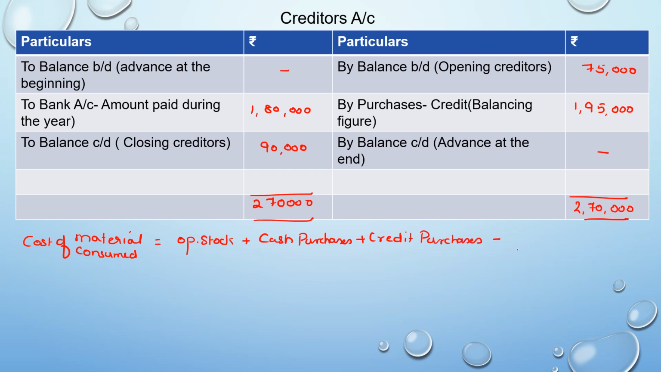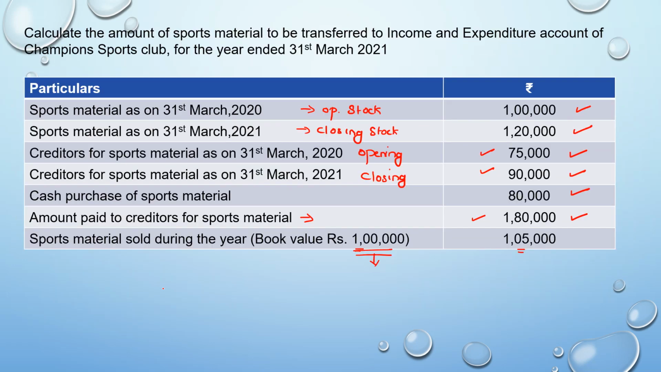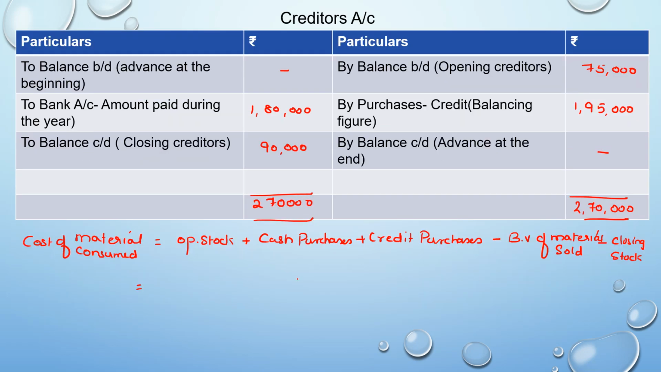From this, we have to remember that there was some portion of the sports material which was sold. So we would deduct the book value of material which is being sold, and we would subtract also the closing stock of the material. Now we'll replace this with the amounts. Opening stock of material was 1 lakh, closing 1,20,000, sale value, book value was 1 lakh. Cash purchases 80,000. Keeping these figures in mind, we'll put it here.